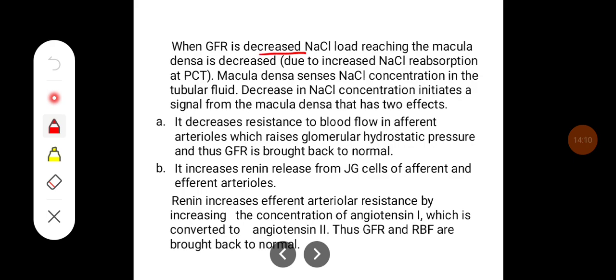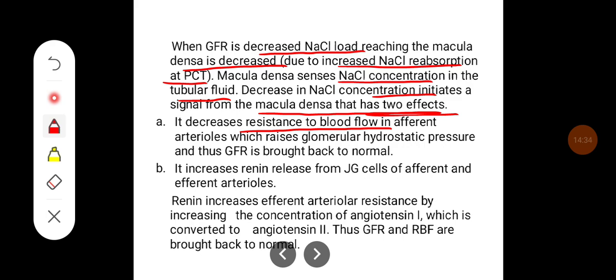When GFR is decreased, the sodium chloride load reaching the macula densa is decreased. That is due to the increased sodium chloride reabsorption at the PCT. The macula densa senses the sodium chloride concentration in the tubular fluid. A decrease in sodium chloride concentration initiates a signal from the macula densa, and it has two effects. First, it decreases the resistance of blood flow in the afferent arterioles, which raises the glomerular hydrostatic pressure, and thus GFR is brought back to normal.